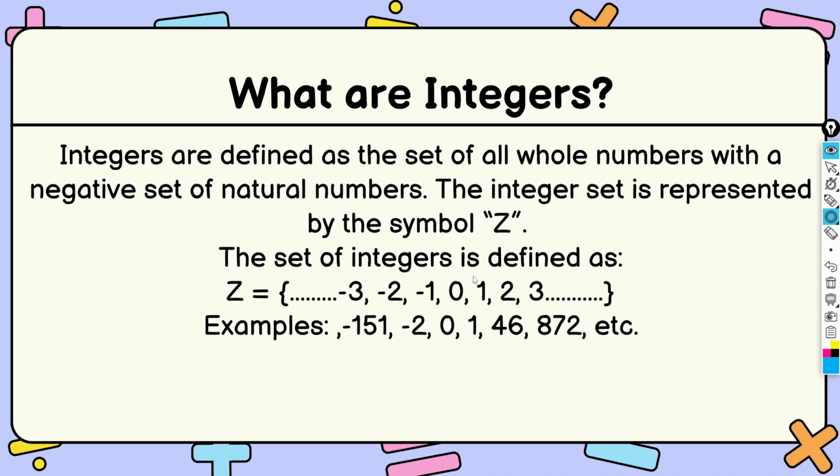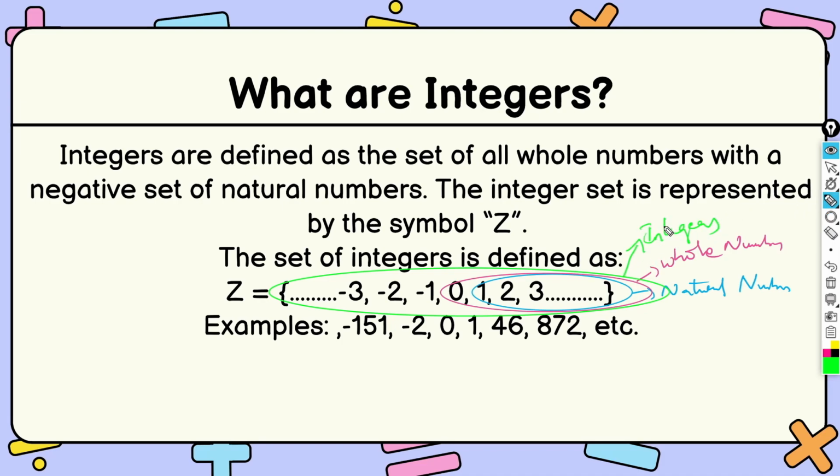To be crisp, 1 to infinity, these are natural numbers. 0 to infinity, these are called whole numbers. And minus infinity to plus infinity, these are called integers. Thus, examples are minus 151, minus 2, 0, 1, 46, 872. These are natural numbers, these are whole numbers, and these are integers.